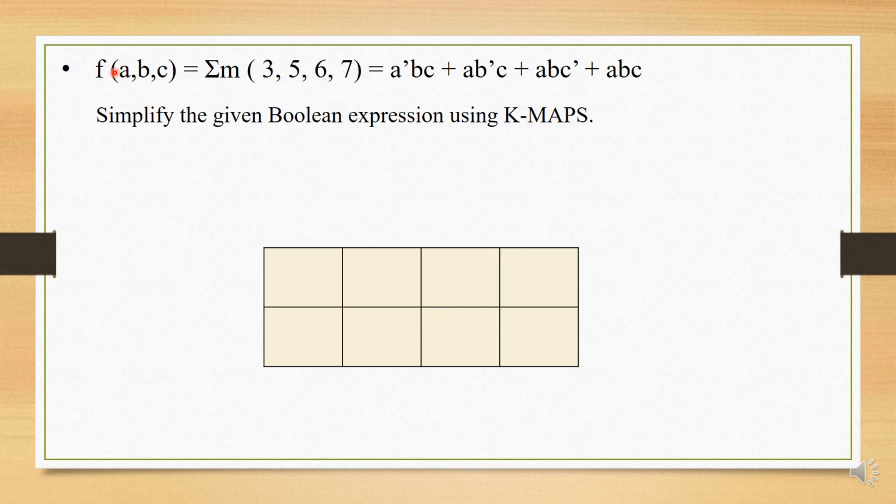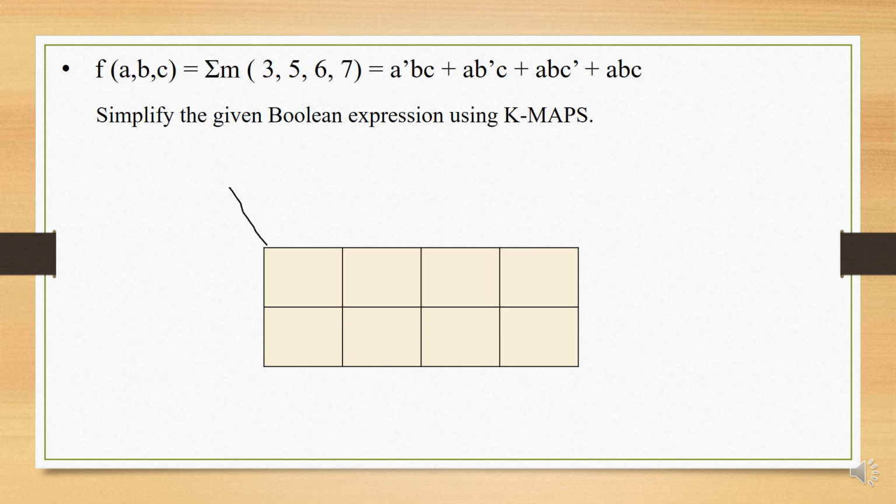In this example, we have an expression f(A,B,C) equal to summation m(3, 5, 6, 7). This is a minterm canonical form. It is expressed here in terms of variables as A'BC + AB'C + ABC' + ABC. Now let us plot the expression in the K-map.